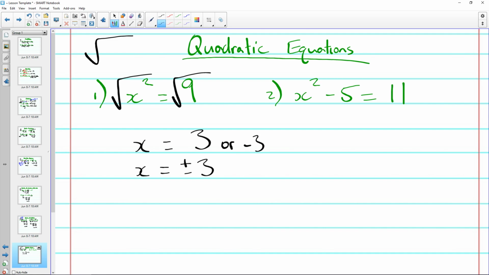It fits that equation. So quadratic equations have the special property that they sometimes give two answers rather than just one answer. In this case, the two answers are 3 or negative 3. And that's how you do quadratic equations.